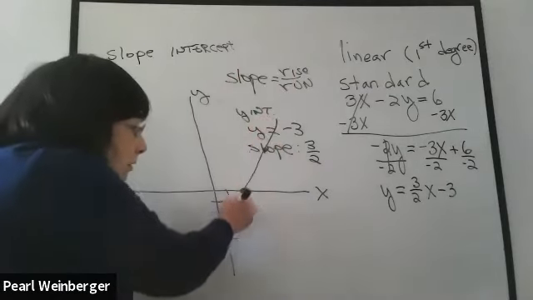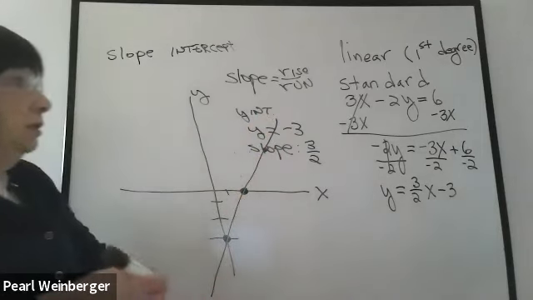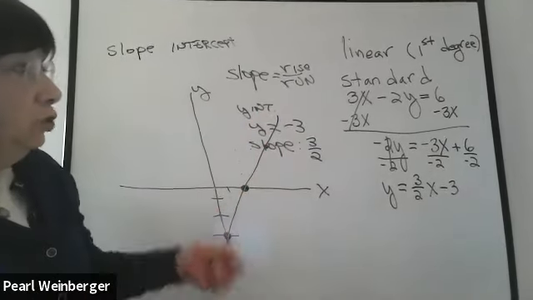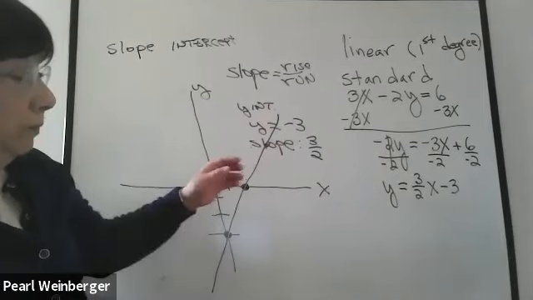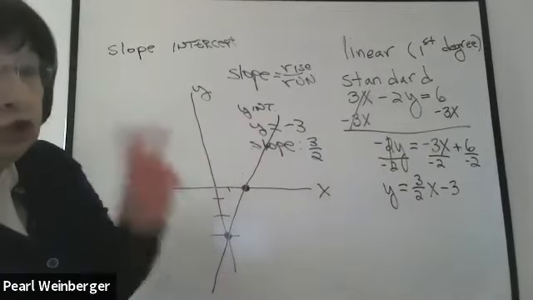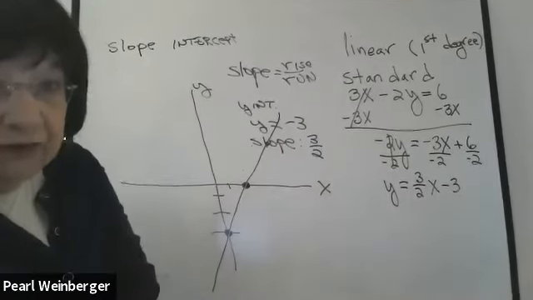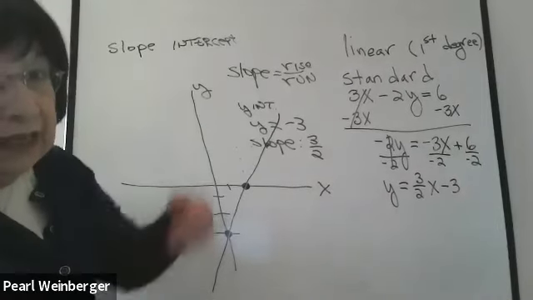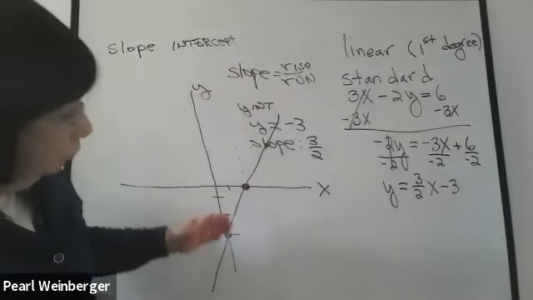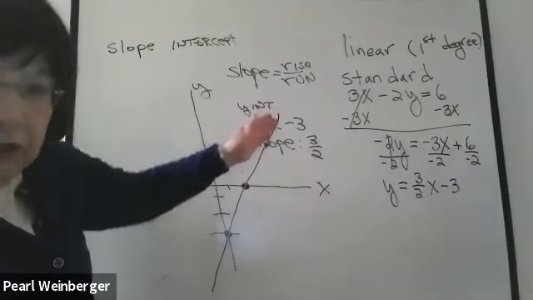I can do this a million times if I really want to. Here's my line. Notice the advantage of the slope-intercept form is that you're not stuck with just 2 points, but you can have as many points as you want by using the slope to go from one point to the next point to the next point.